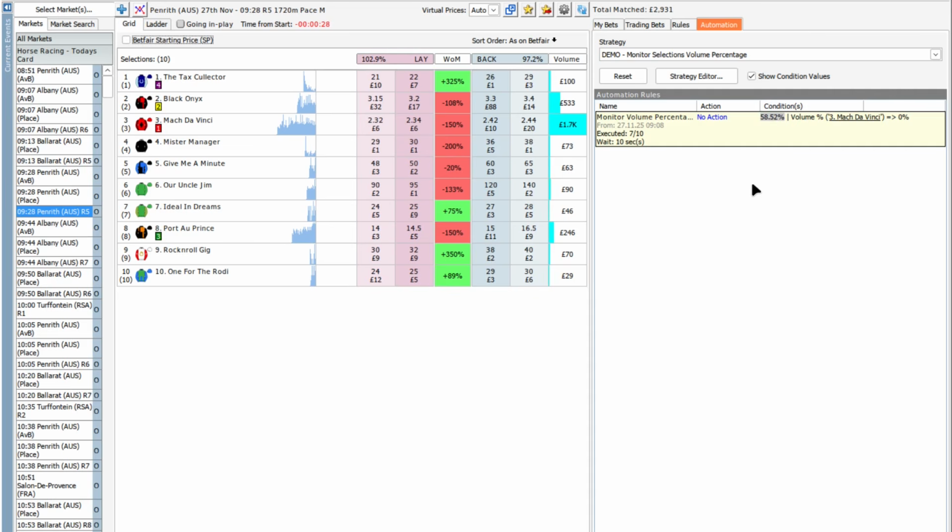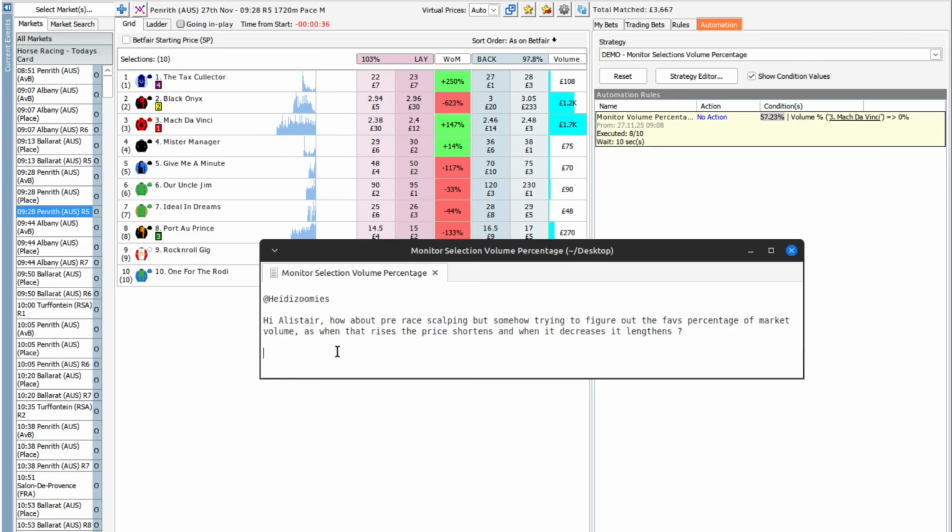That's the closest I can get to Heidi's original request. Unfortunately, it cannot be automated. And to be honest, I don't really see if there's that much of an issue with regard to automation compared to the selection historical relative odds condition, because it's effectively doing a similar thing. Anyway, you might want to go use that as an indicator if you are manually trading pre-race.